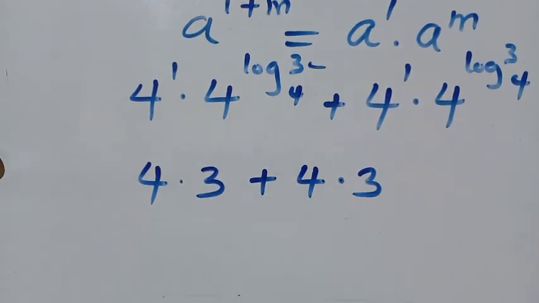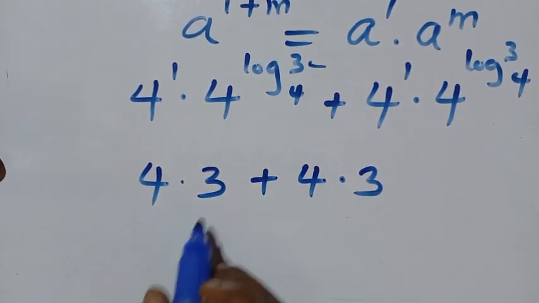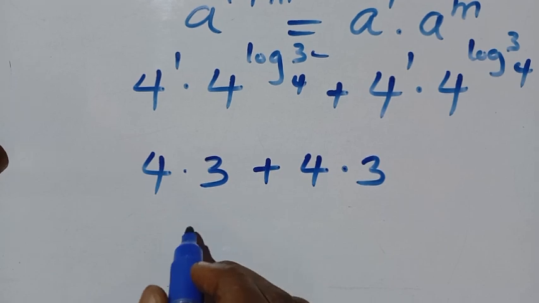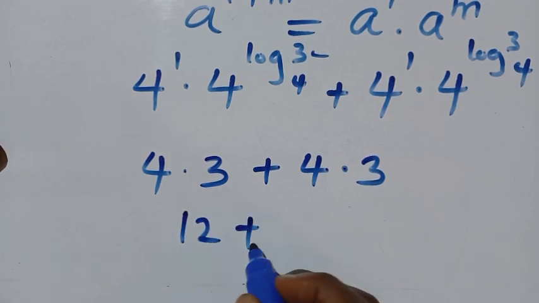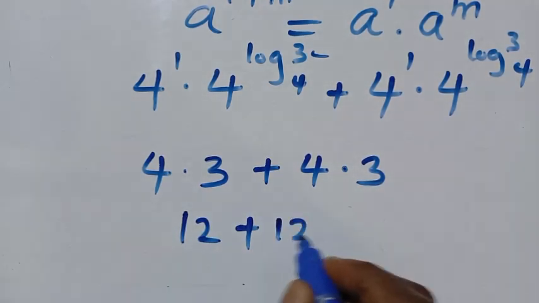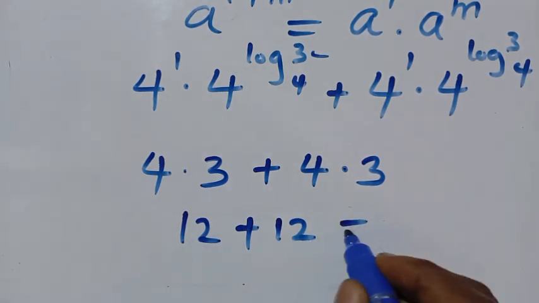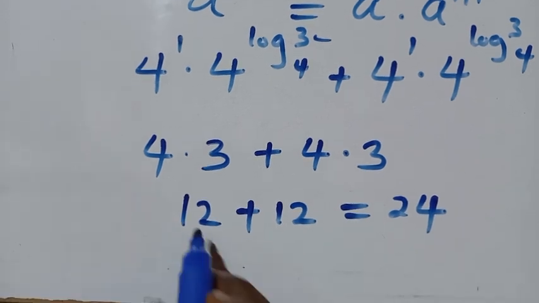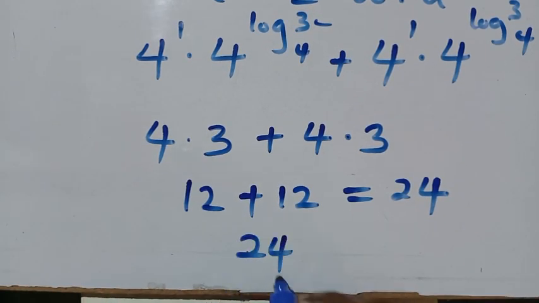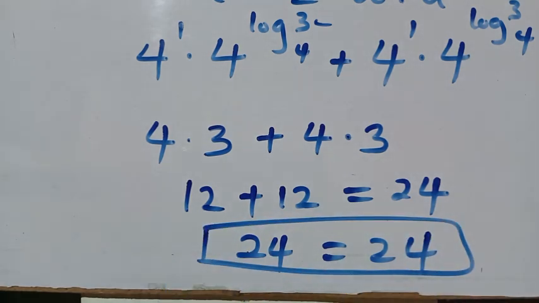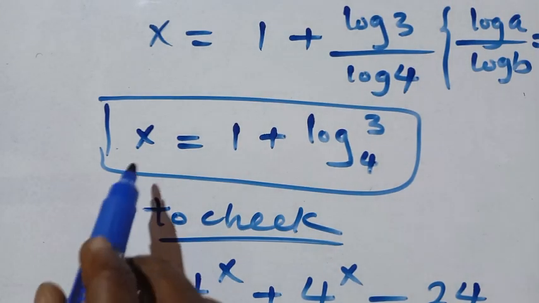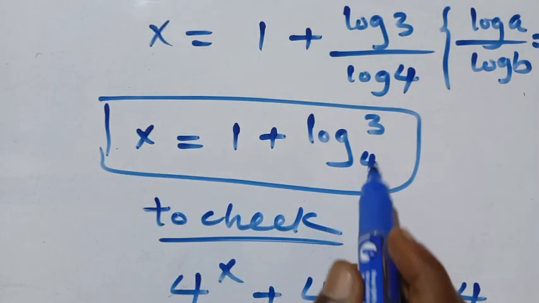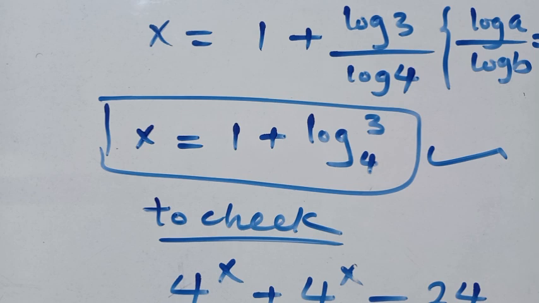And here we have 4 times 3, that is 12, plus 4 times 3, we have 12. And 12 plus 12 equals 24. So 24 equals 24. It shows that the left hand side and the right hand side are equal, and this proves that our answer is x equals 1 plus log 3 base 4. So that is the final answer.